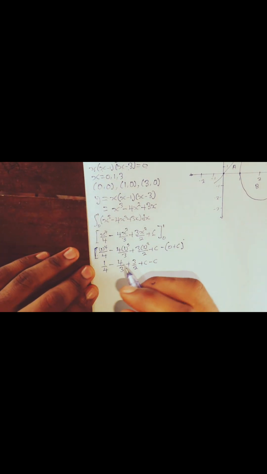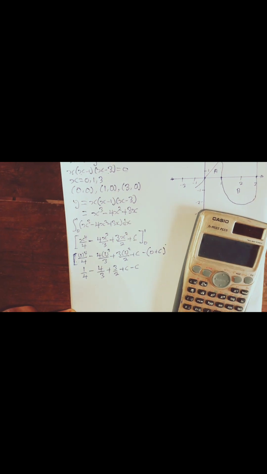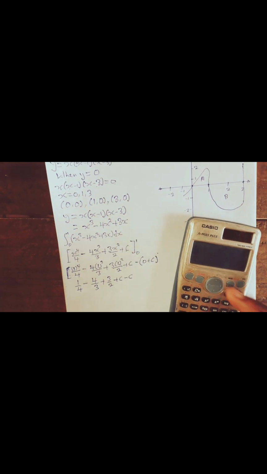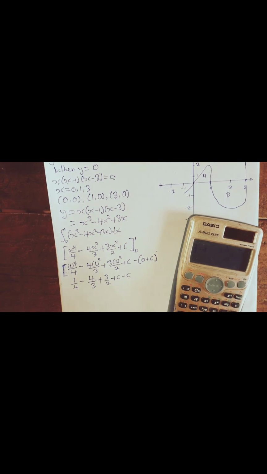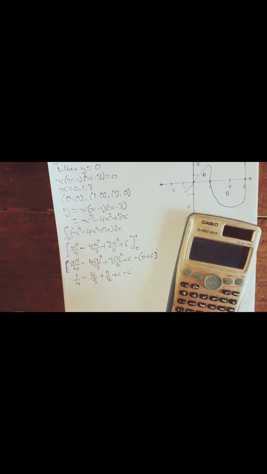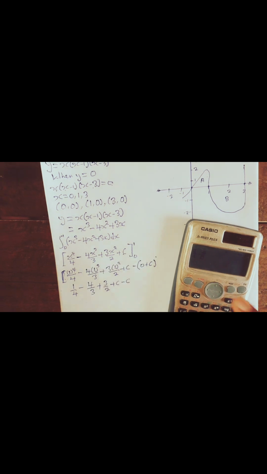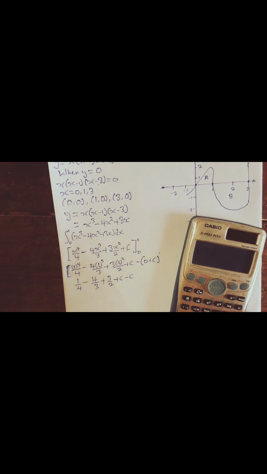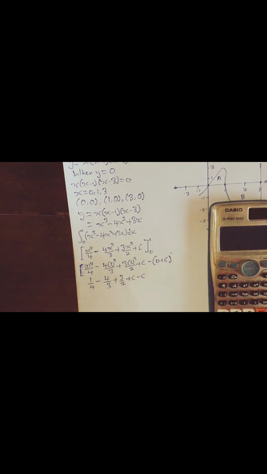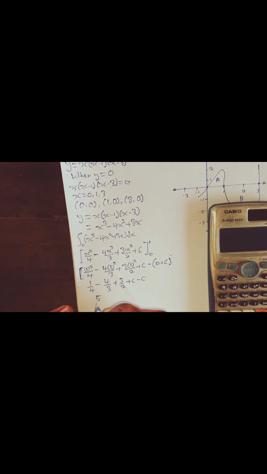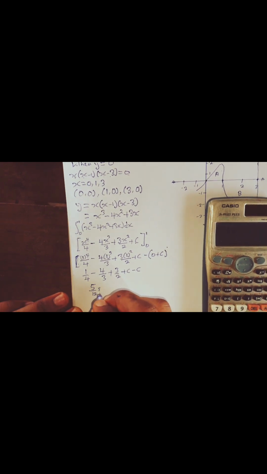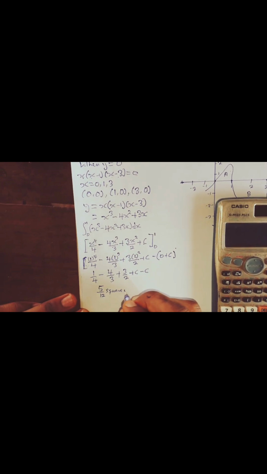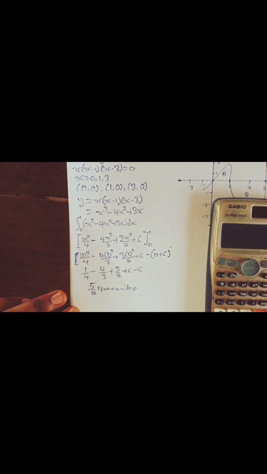If you solve this by using your calculator, so I can use my calculator here. So 1 out of 4 minus 4 out of 3, then plus 3 out of 2, I'm having 5 out of 12 square units. All right. So that is for A. That is A. So it means A is equal to this.